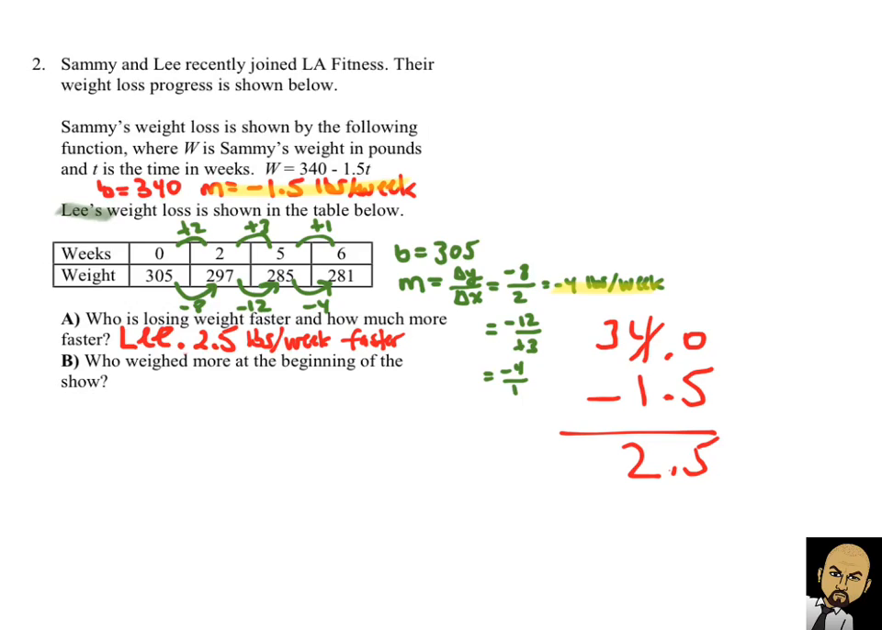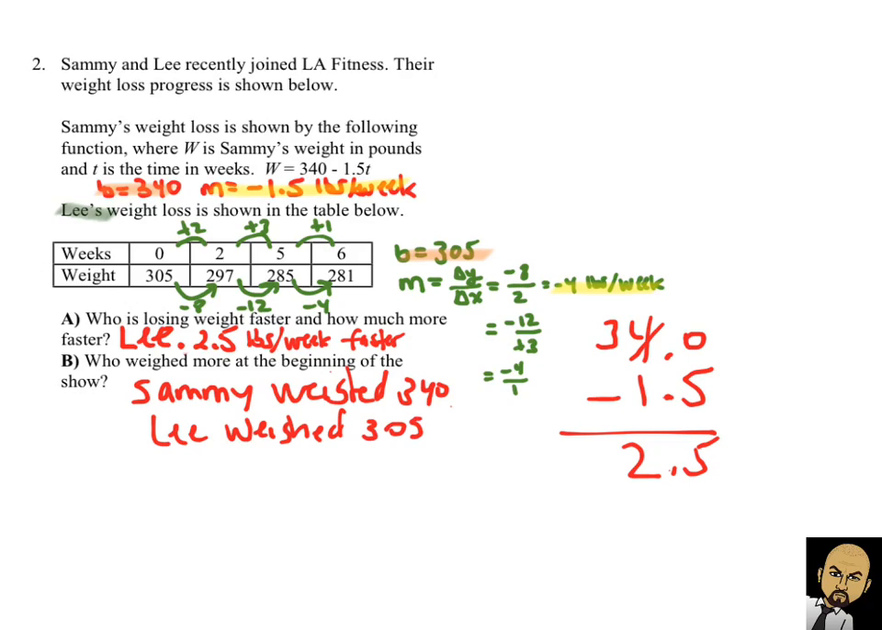So now let's take a look at who weighed more at the beginning of the show. Originally this problem had to do with The Biggest Loser, but here at the beginning, who weighed more? Well, Sammy weighed 340 pounds. Lee weighed 305 pounds. So who weighed more at the beginning? Sammy did. He weighed 340 pounds, while Lee weighed 305 pounds. And that's how you do question number 2 on tonight's homework.